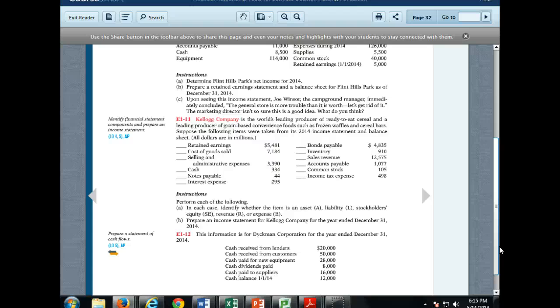Okay? What is notes payable? Liability. What's interest expense? Bonds payable. Inventory. Sales revenue, accounts payable, common stock, income tax expense. Perfect. So guys, again, nothing's tricking you here.